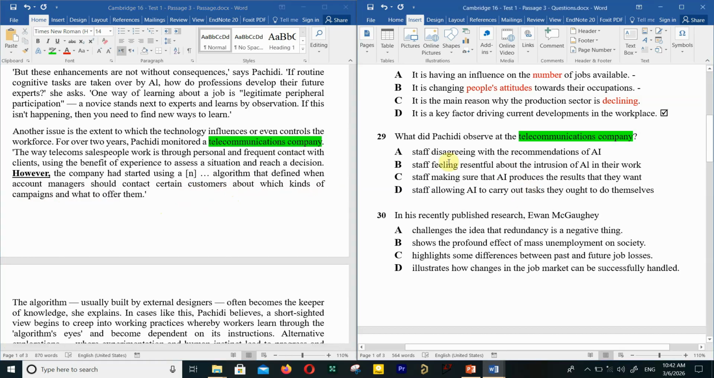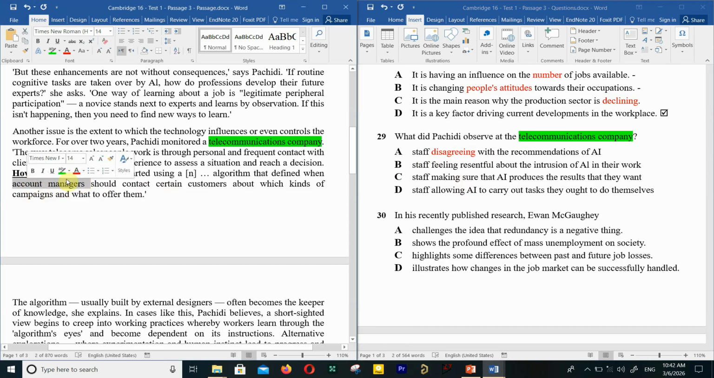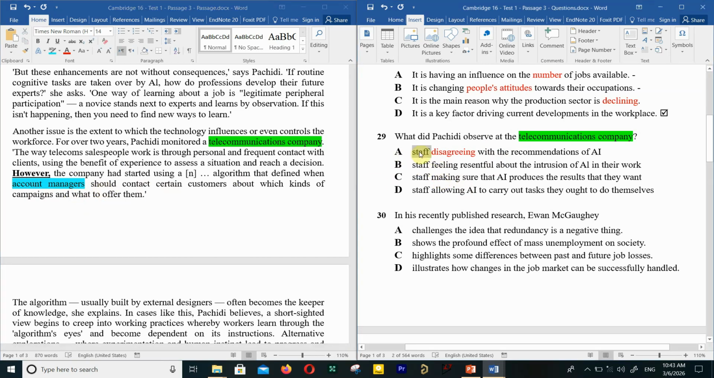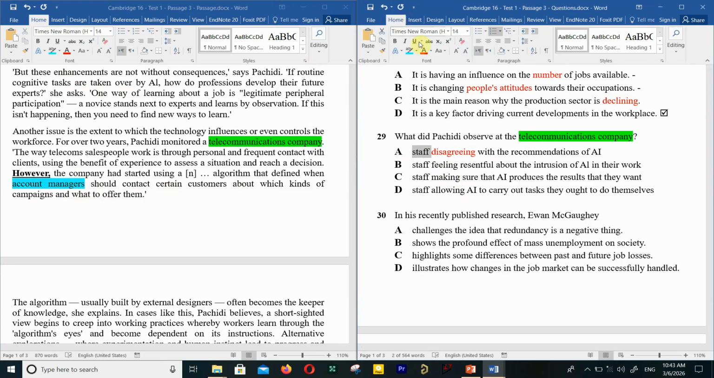Okay, here, staff disagreeing with the recommendation. There is nothing about disagreement of staff. What is a staff in here, by the way? A staff is this word in here. Account managers means a staff. Okay? Account manager means a staff.